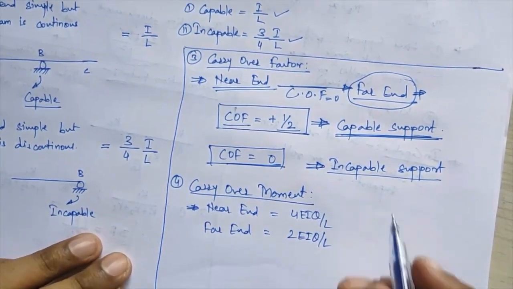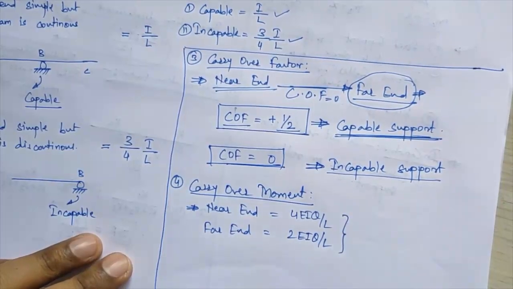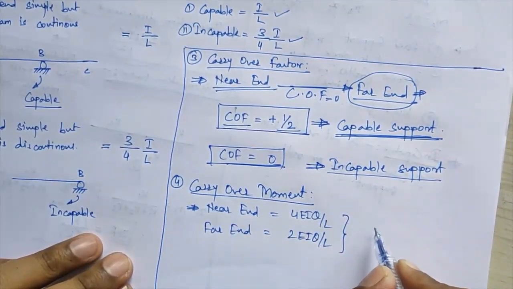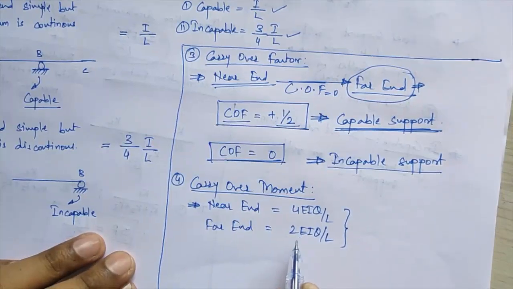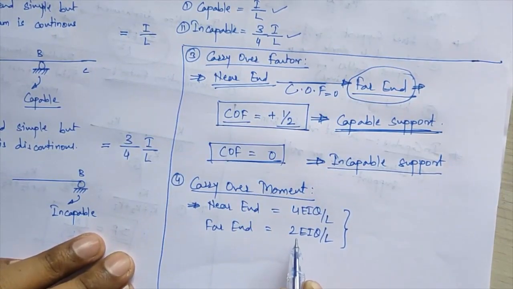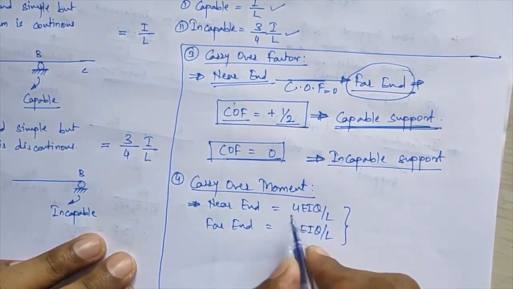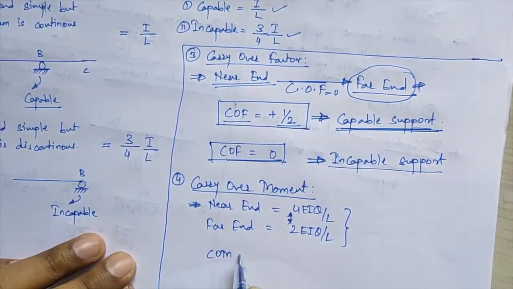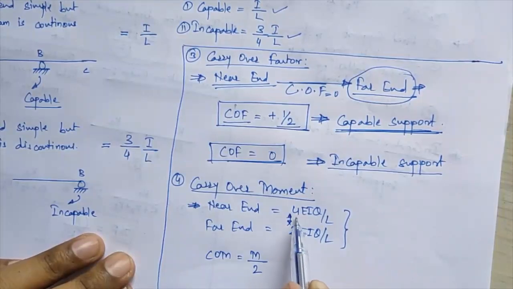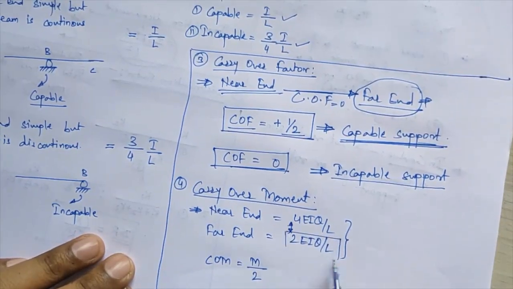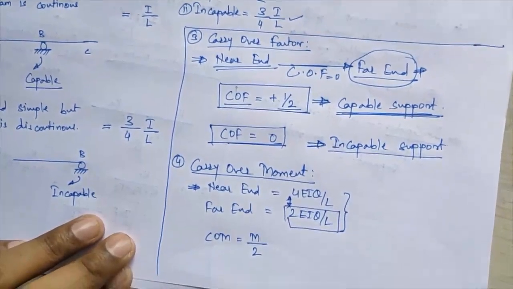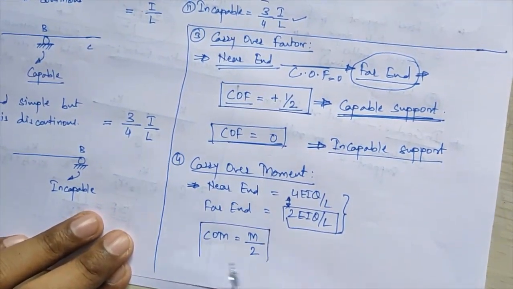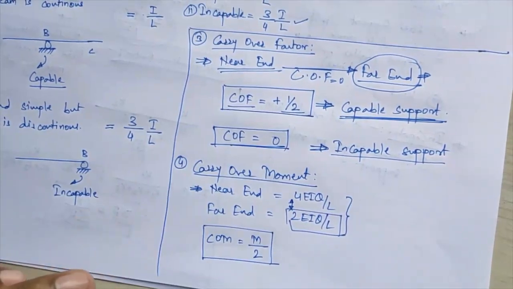So if you see the difference, the near end moment is equal to twice the far end moment. That means whatever carryover moment you consider from the near end to the far end, the carryover moment value comes equal to M/2. If you divide this value by 2, that comes equal to 2EIθ/L. So the carryover moment is M/2 when you are transferring moment from one end to the other.